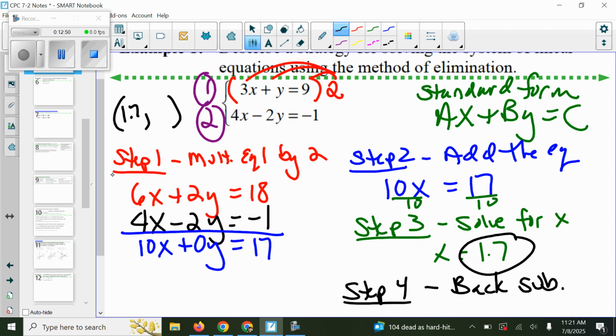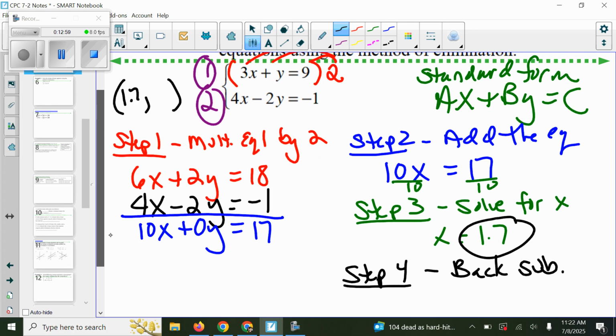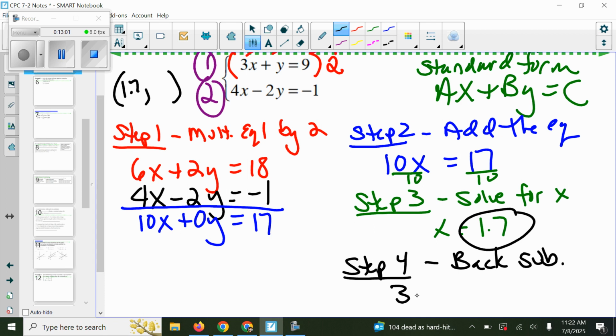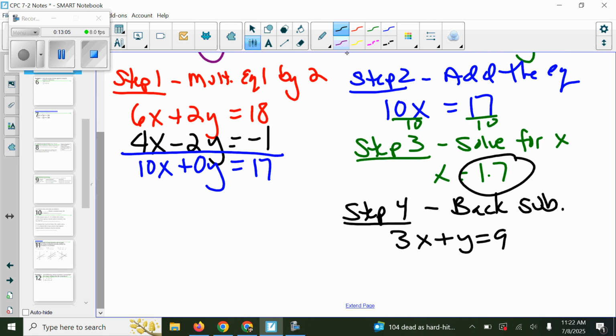Now, it doesn't matter which one you want to use. Pick the one that looks easier. For me, if I'm looking at equation 1 and 2, I'd probably use equation 1. To me, that looks a little bit more friendly. So 3x plus y equals 9. I'm going to go ahead and substitute in that value of 1.7 in for the x. So I'm going to replace it and solve.